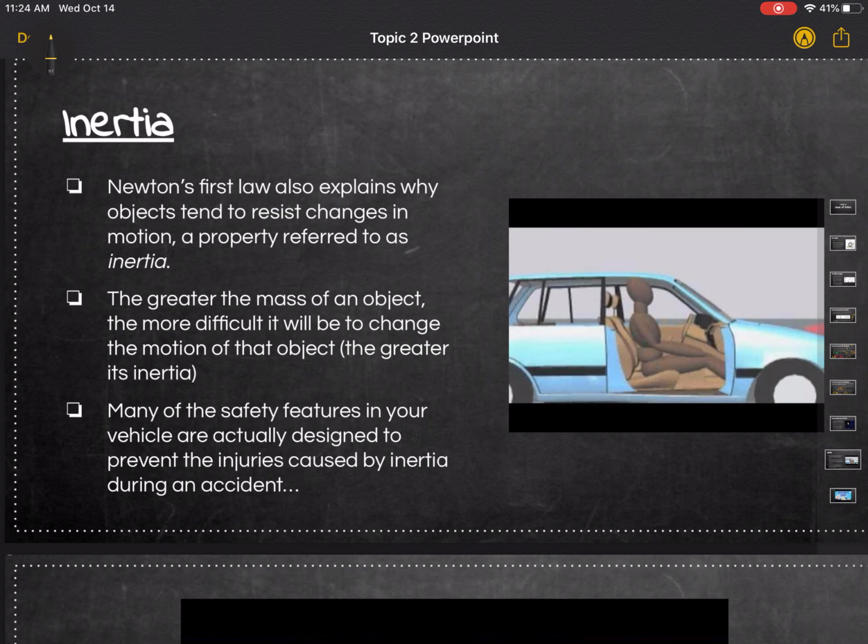Inertia, I always think of this in a car. It says Newton's first law also explains why an object tends to resist changes in motion, a property referred to as inertia. The greater the mass of an object, the more difficult it will be to change the motion of that object, and therefore the greater its inertia. Many of the safety features in your vehicle are actually designed to prevent the injuries caused by inertia during an accident. So what is inertia?